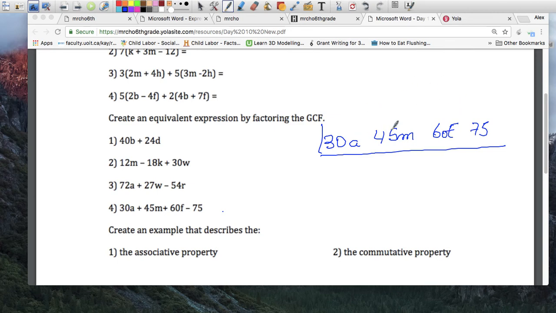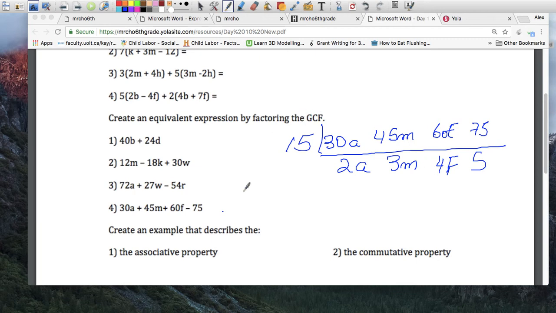Well, they all end in 0 or 5, so definitely 5. Can I go higher than 5? 10. 10 works with 30 and 60, but not 45, 75. So another number, 15. 15, yep, 15 works. 15 goes into 30 2 times. 15 goes into 45 3 times. 15 goes into 60 4 times, 4F. And 15 will go into 75 5. So, and as you can tell, nothing else will go into these 4 numbers.